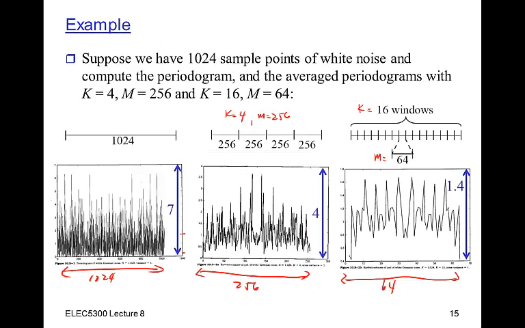Finally, I want to conclude with a discussion of k and m. So if I have a finite amount of data, let's say 1024, then the question is, how should I choose k and m? But there's a trade-off here. Because typically what I want is I want m to be large, because if m is large, then I have a smaller bias, and I have an estimate of the power spectral density at many frequencies.